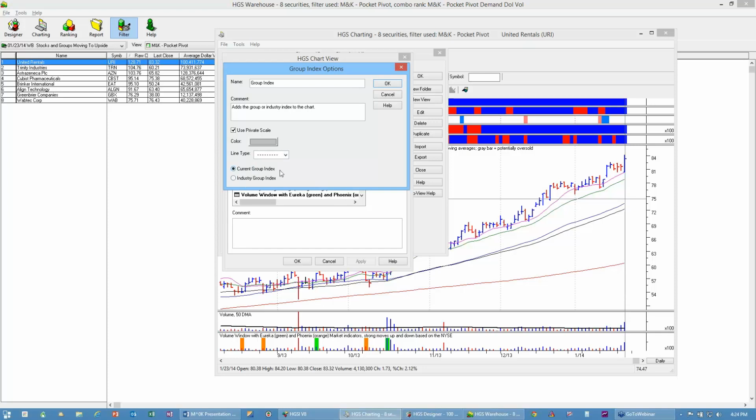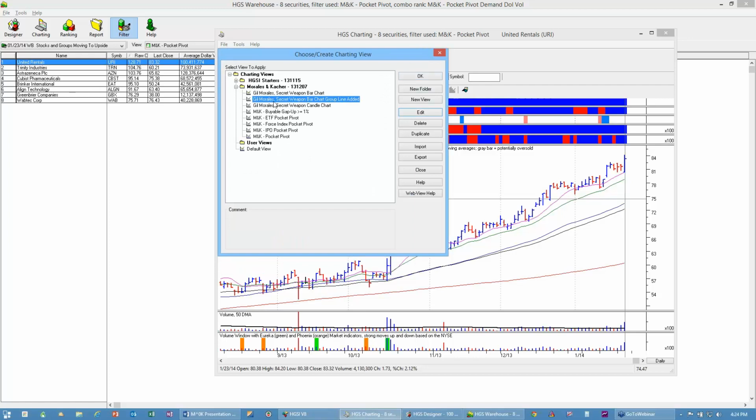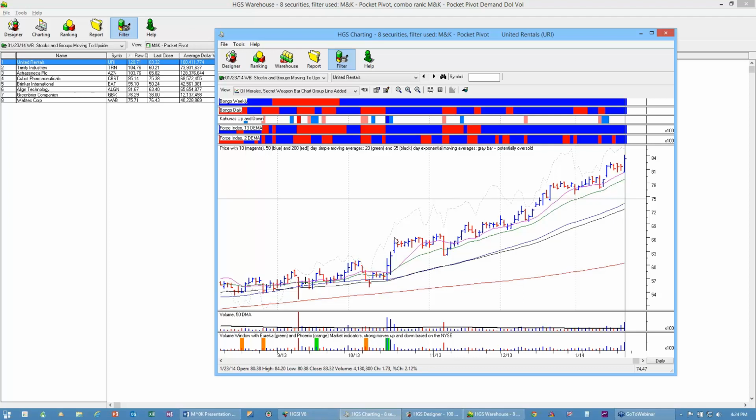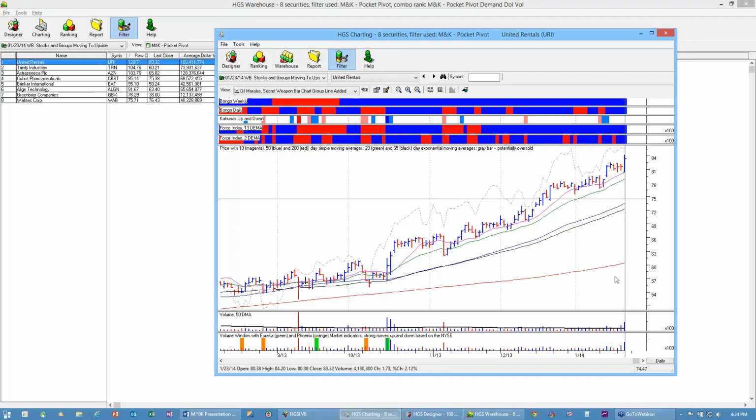You can use the current group if you have a separate group of files, but we generally do it on the industry group because we want to see what that industry group is doing. So if I click on OK, notice the group index is in here now, and this is the chart that I duplicated, and notice that the group line is in here. But it gives us so much more information.